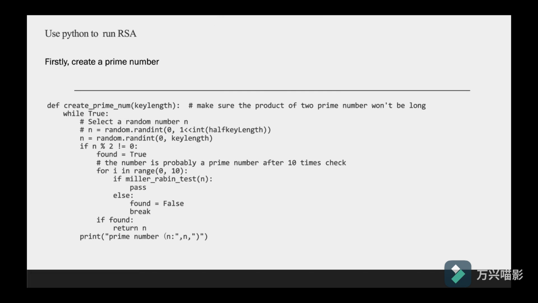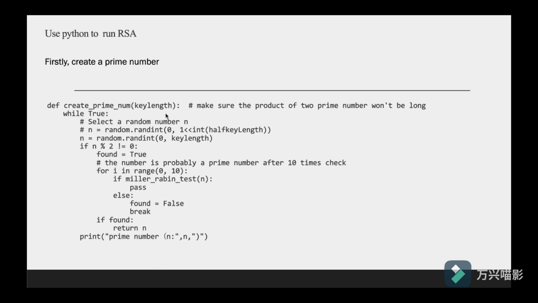So the first thing we need to do, just like we introduced above, is to generate some large prime numbers from some random small numbers. The first thing I will introduce to you is a function in our code, which is the create prime number function. One thing we need to mention here is that we have to make sure that the product of two prime numbers won't be too large, because it will make our calculation too large and will take a lot of time. So we take the half of the key length here.